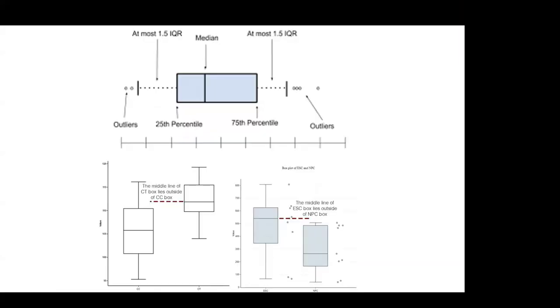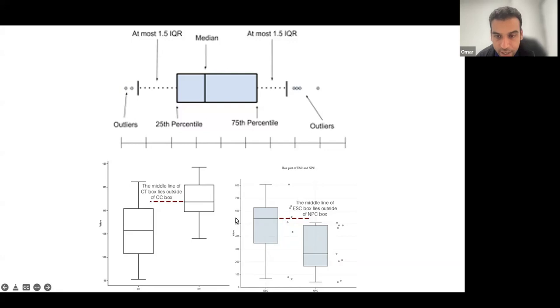Sorry, even if it is... even away from the box, you say? Yeah, even if there is a slight overlap in the boxes, if the median in those box and whisker plots is above the quartile range, then you can make an inference that there's probably a statistically significant difference.